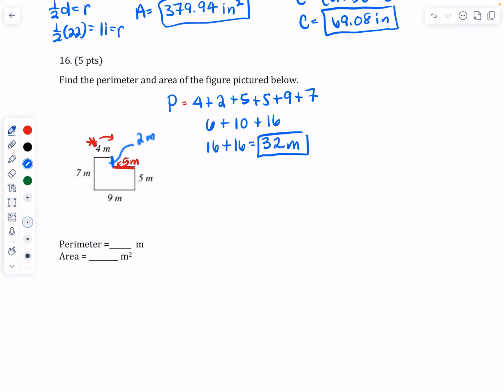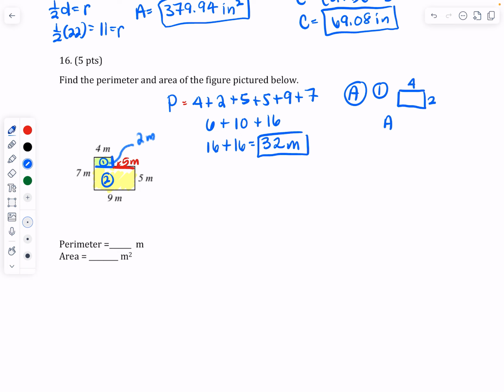Now, to find the area, I'm actually going to break this up into two pieces. I have a small rectangular region here, which I'm going to highlight in green, and then I have a large rectangular region here. Okay, so I'm going to add area 1 plus area 2. So I'm going to find area 1 first. It's a smaller rectangle. We have 4 meters here and 2 meters here.